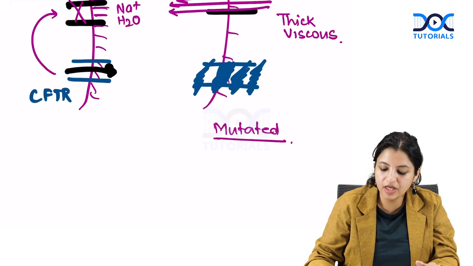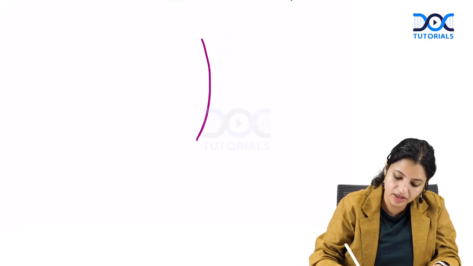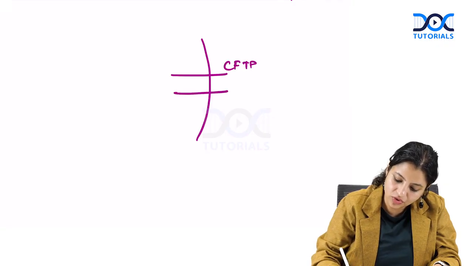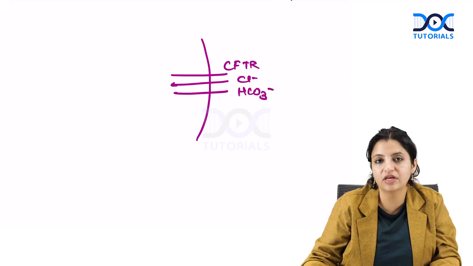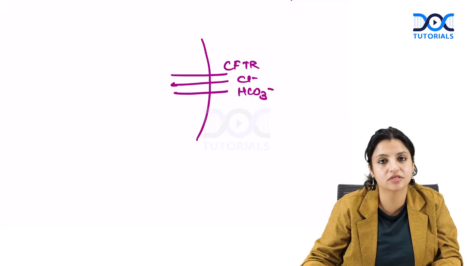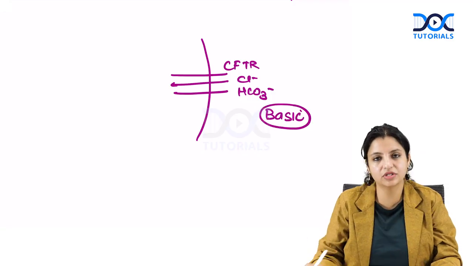Now, the main problem in the pancreas is because these CFTR channels not only maintain chloride transport, they also maintain bicarbonate. Bicarbonate is very, very important, because bicarbonate basically keeps the secretions basic. It gives the basic component to the secretions.